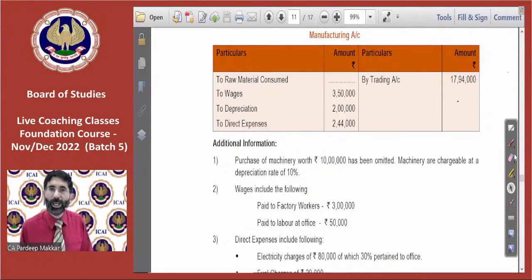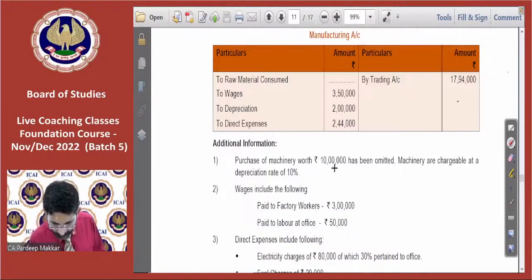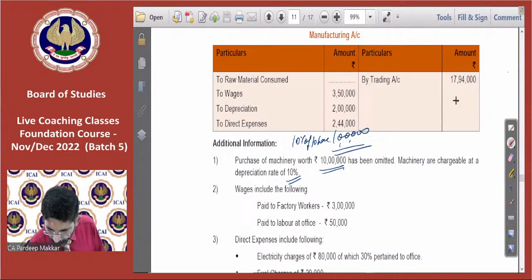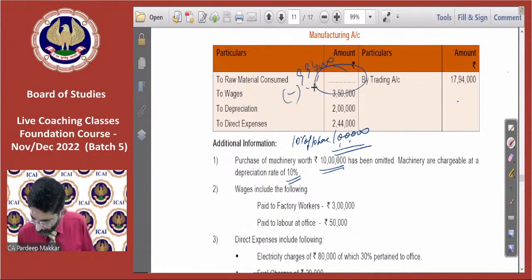Solution is given to you. I am just trying to help you to understand the concept. Even then, there's no problem. He says purchase of machinery worth rupees 10 lakh has been omitted, due to that reason depreciation is not charged. If you will charge depreciation of 10% of 10 lakh, obviously 1 lakh will be added more. So your direct raw material consumed will reduce by 1 lakh. It will be 9,94,000 maybe in that case. You may check it out, because remaining things I have already done.